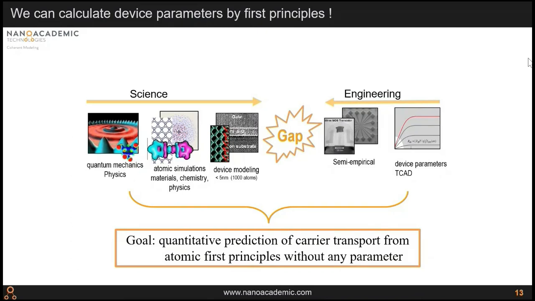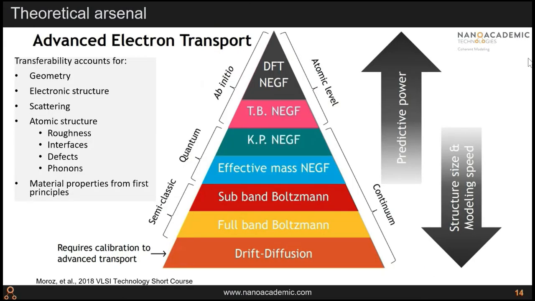And now we're at the point where basically the two meet at some intermediate scale, and powerful codes can do atomistic device modeling in useful and real-life devices. And that's where Nanodcal comes in. And our goal is to provide quantitative prediction of carrier transport from atomistic first principles. The company, we have a vision in addition to that.